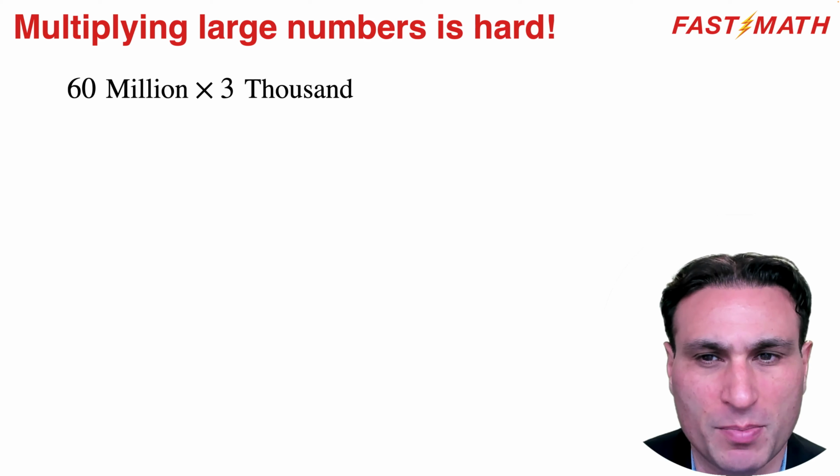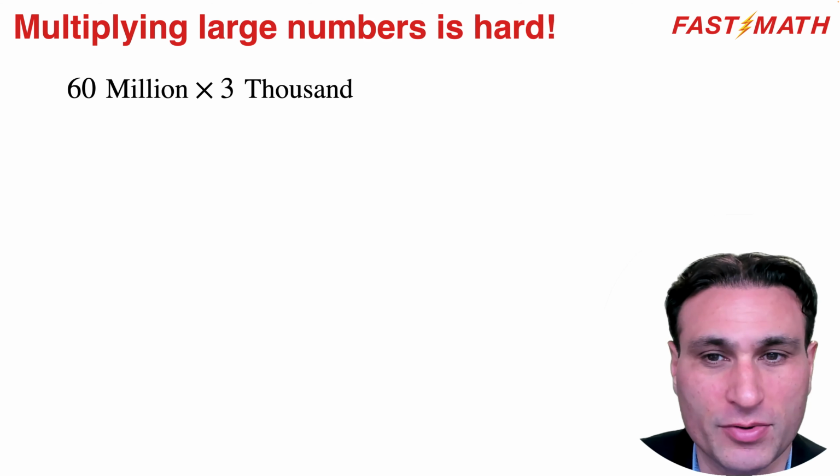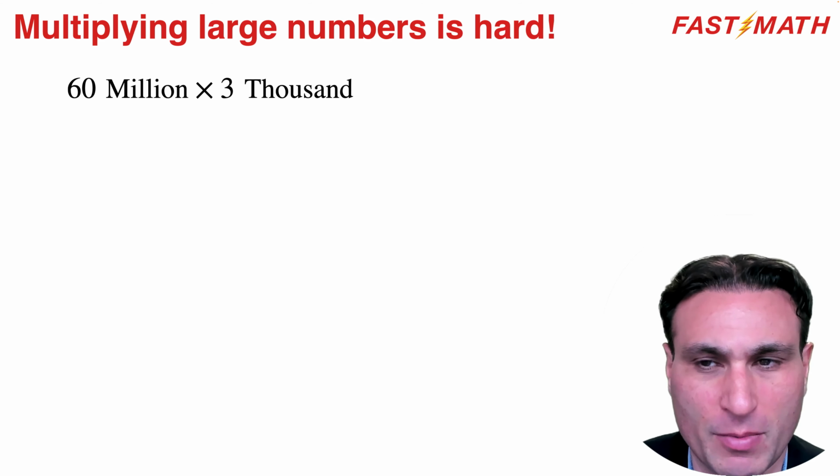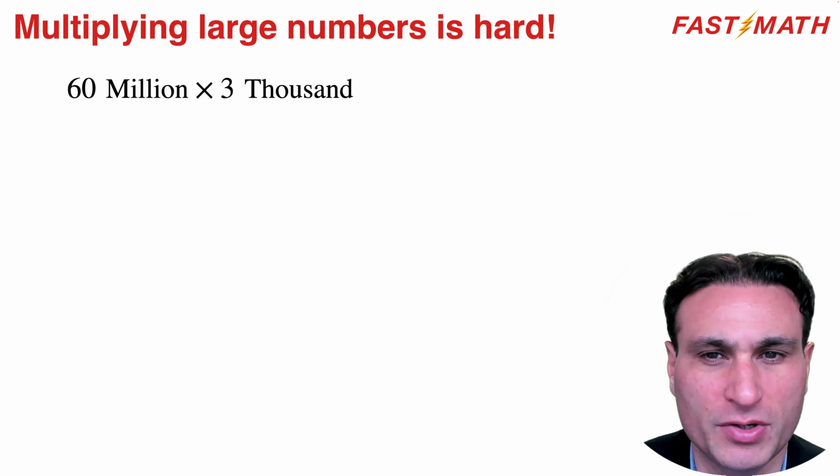Most people need pen and paper to perform this calculation because they need to write out all the zeros and count them. Write down the result and then count the zeros in the result to determine what the numerical value is. And that's very difficult to do mentally for most people.